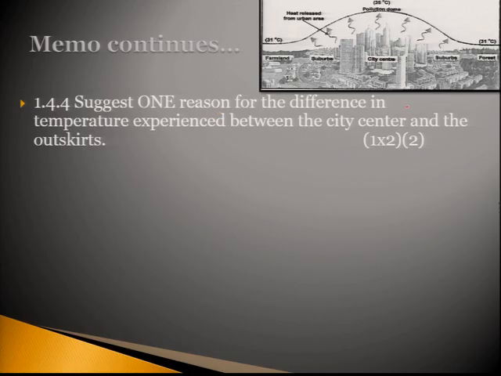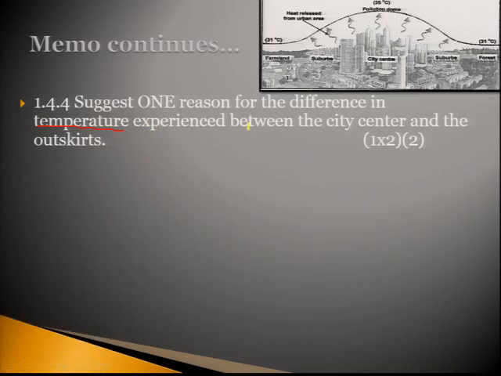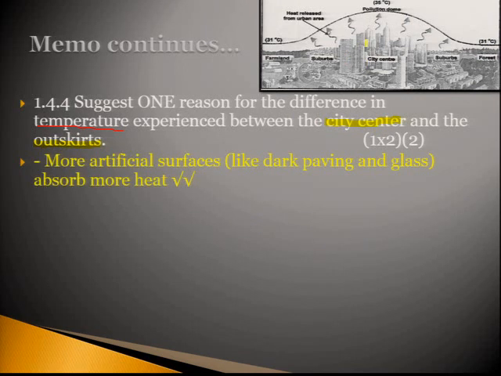Suggest any one reason for the difference in temperature between your city center and your outskirts, or like the previous question was saying, the rural urban fringe. Why do you have these differences in the temperature in the city, and you have also different temperature on the outskirts? We say we've got more artificial surfaces that you get in the city center, like dark glass, or also your paving, which will be doing what? Which will be absorbing your heat.